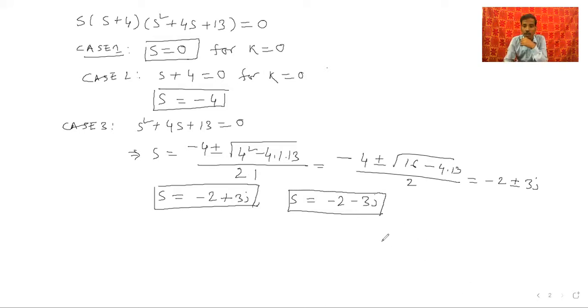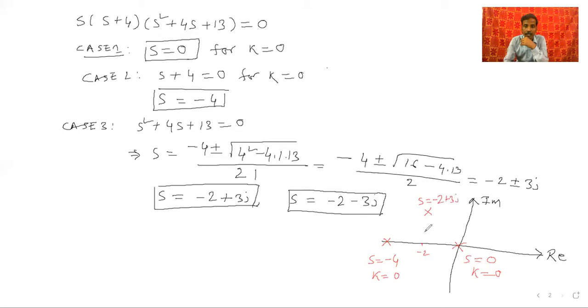Then plot the pole position. This is the real axis, this is the imaginary axis. First pole at s equals to 0 for K equals to 0. Second pole, s equals to minus 4 for K equals to 0. Third pole, this is the minus 2 point, s equals to minus 2 plus 3j and s equals to minus 2 minus 3j for K equals to 0. Write down here also K equals to 0. So all the poles are on the left hand side of the s plane, so the open loop system is stable.